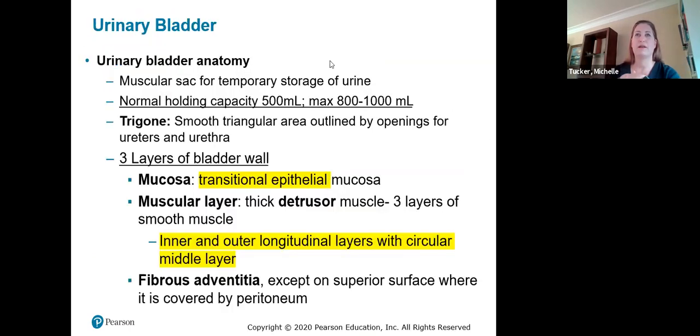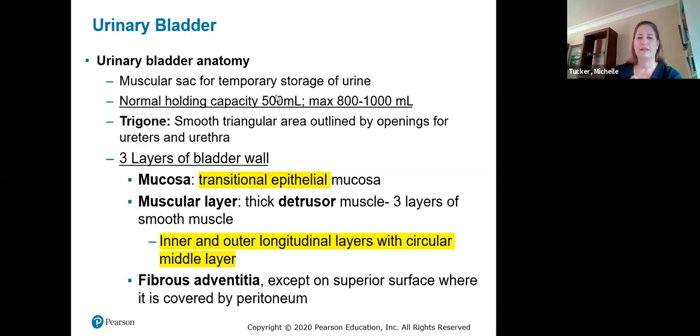As ureters propel urine down, the bladder is a muscular sac for the temporary storage of urine. It doesn't sound very exciting, but it actually has quite a bit of nervous innervation. So we'll talk about that.